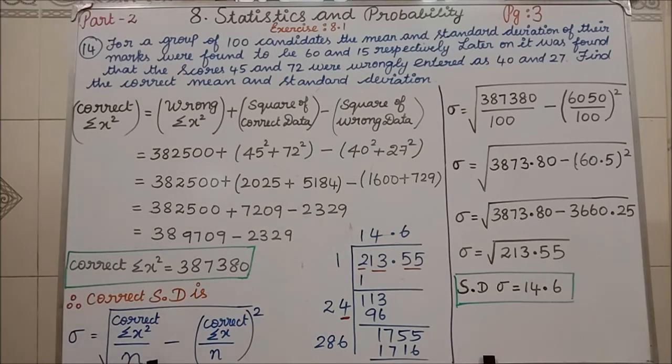Clear, all of you? Then 60.5 whole square, if we square it, what will we get? We will get 3660.25. Then these two values you have to subtract. We are getting 213.55. After subtracting, we are getting the answer.